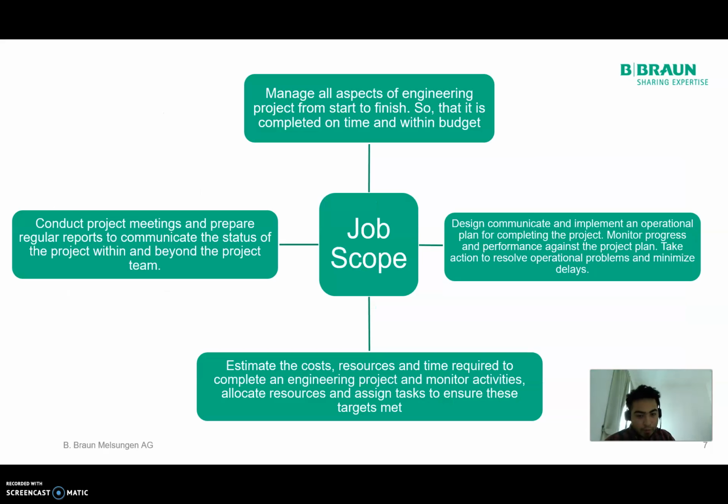Our project management section's job scope is to manage all aspects of engineering projects from start to finish: design, communicate, and implement an operational plan for completing the project, monitor progress and performance against the project plan, take action to solve operational problems and minimize delay, estimate the cost, resources, and time required to complete an engineering project, monitor activities, conduct project meetings, and prepare regular reports to communicate the status of the project within and beyond the project teams.